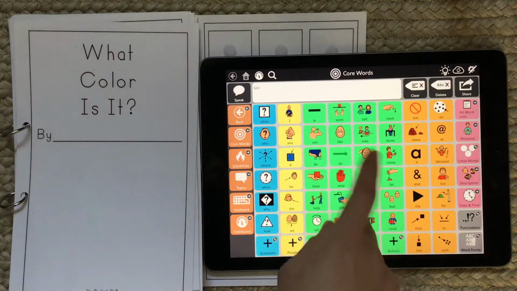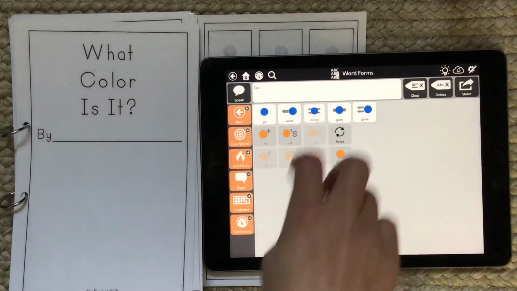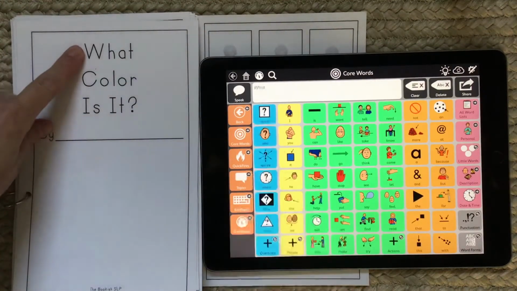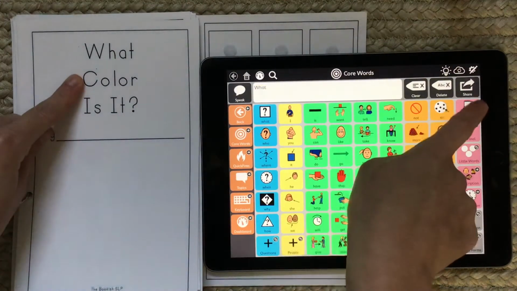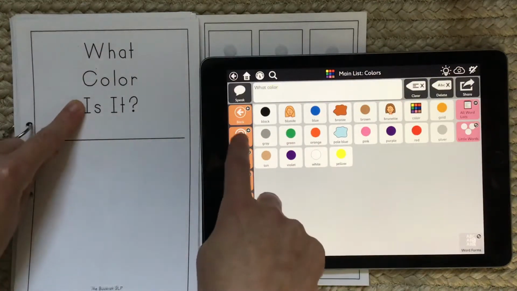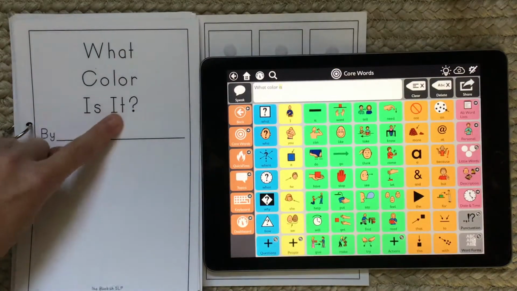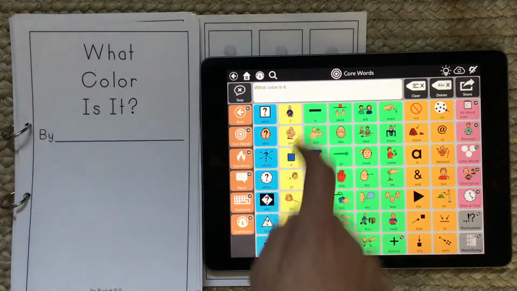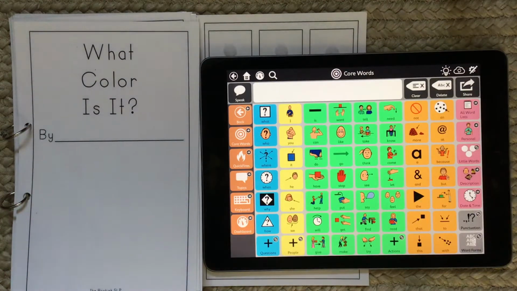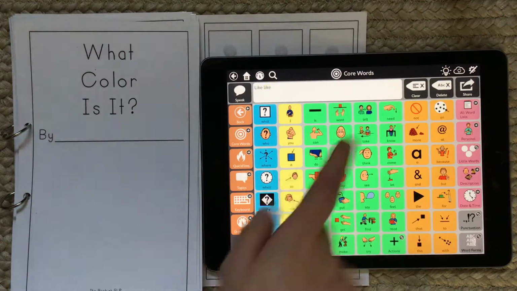All right, let's get going. What color is it? This book is all about colors, and what's fun is there's also dinosaurs in our story. And I really like dinosaurs, so I think I will like this story.